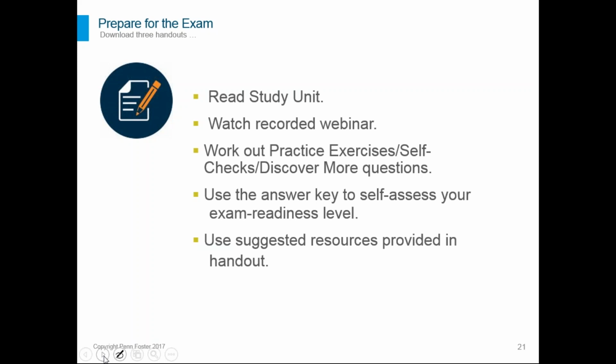Also, you can watch that webinar when you have the recording before you attempt the exam. The practice questions, or the self-checks, or sometimes they are called the discover more questions, are very important and relevant to the exam. It is practice for you to build those skills and get prepared for the exam. The answer keys for those practice questions are provided to you, so you can self-assess.